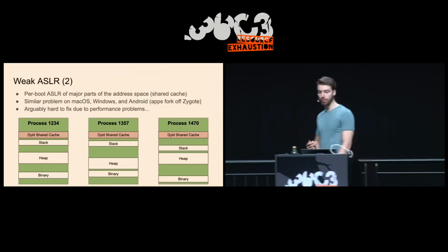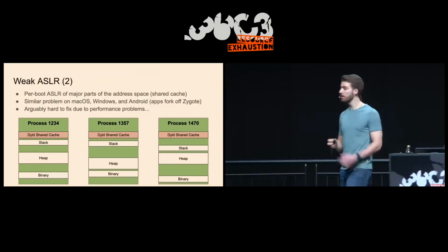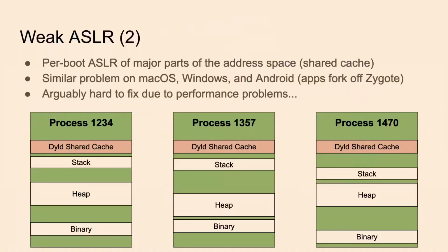The next problem with ASLR is this per boot stuff. Again, at the bottom you can see it, right? So you have 3 different processes. The shared cache is always at the same address. Similar problems on other platforms, I mentioned that. This is probably hard to fix because by this point quite a lot relies on this, and it would be a big performance hit to change this, but maybe some clever engineers can figure out how to do it better.